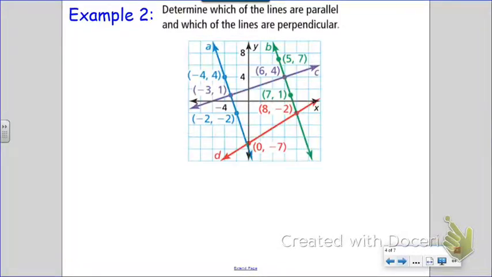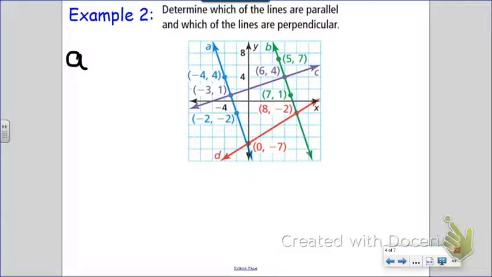In our next example, determine which of the lines are parallel and which ones are perpendicular. So we're simply going to look at slopes and compare the slopes of each of the lines to figure out our answer. So we just use rise over run, or y2 minus y1 divided by x2 minus x1 for each of the lines to determine whether they are parallel or perpendicular. So if we focus on our different lines, we have 4 different lines, A, B, C, and D. We'll start with A.